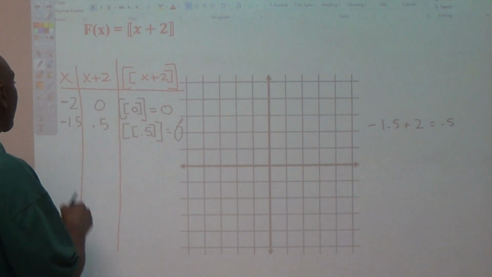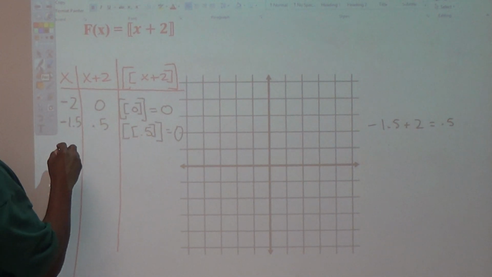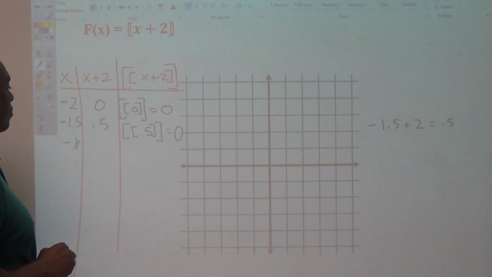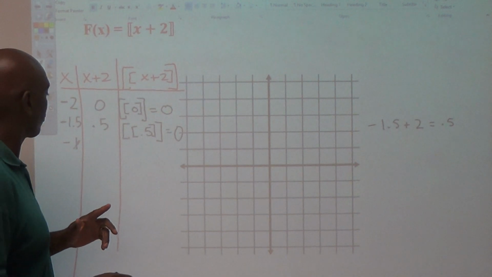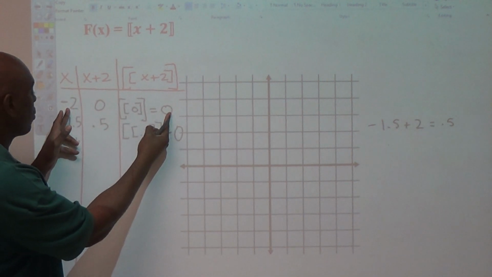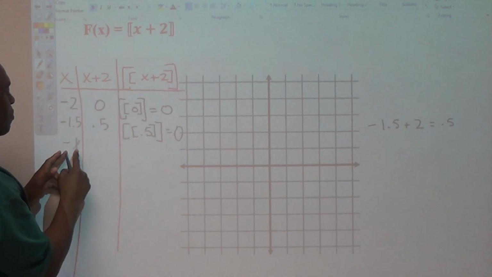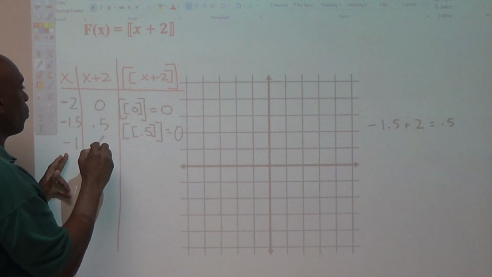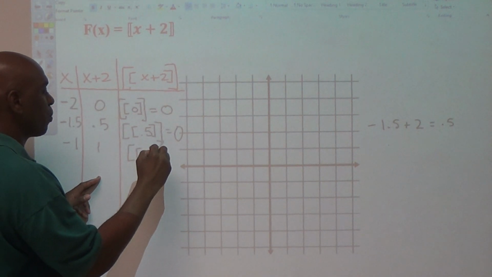Okay. Now, let's do -1. Well, hold it. I want you to notice something here. A value of -2 for x gives me a 0. -1.5 gives me 0. Let's plug in -1. Let's see what happens. Put in -1 here. I'm going to get 1. And what's the greatest integer less than or equal to 1? Well, it's 1.